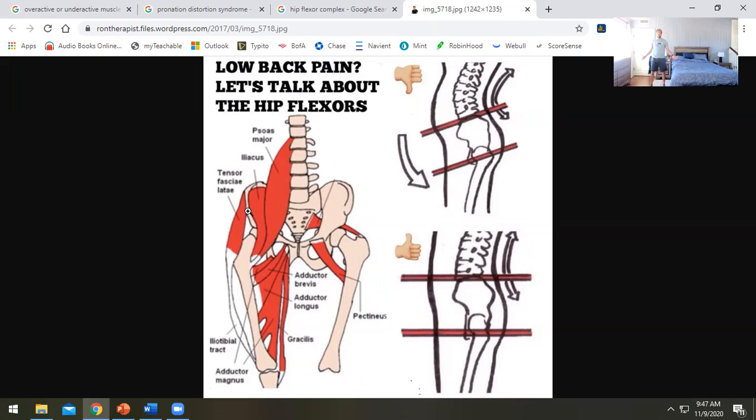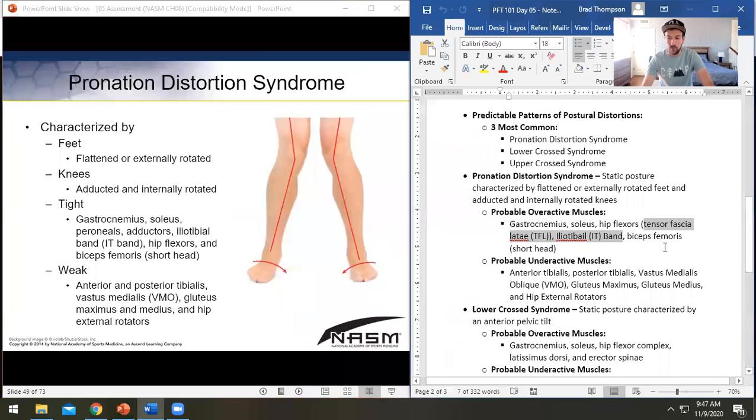So again, if I'm caving in like this, this muscle is causing that. It's internally rotating, so I need to stretch it out. So that's the TFL there in pronation distortion syndrome.